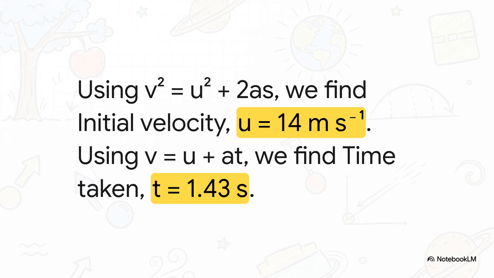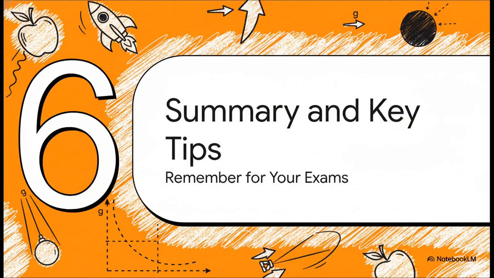To find the initial velocity, u, the best equation to use is v squared equals u squared plus 2gs, because it connects everything we know. Plugging in the numbers, we can solve for u, and we get 14 meters per second. See? The answer is positive, which makes perfect sense because the initial throw was upwards. Then, to find the time, we can use v equals u plus gt, and that gives us the time taken to reach the top, which is 1.43 seconds. Very good. We have now covered both cases of motion under gravity.